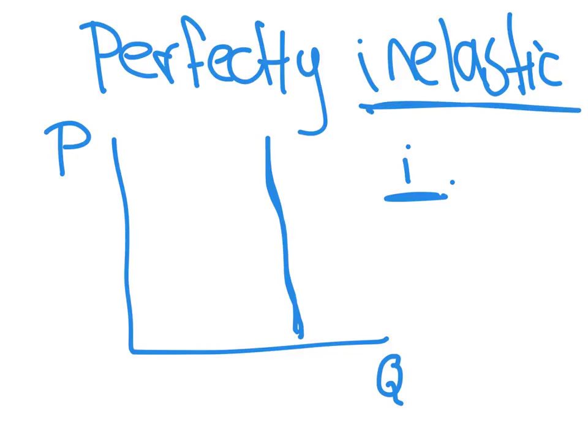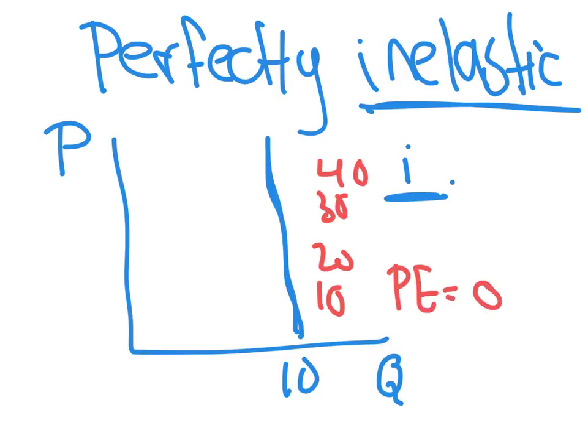The quantity is stable. It does not change. It's 10. So if the price was 10, 20, 30, 40, we would have the same quantity. So this is perfectly inelastic demand. And the price elasticity would equal 0, because when you compute it you would get a 0.